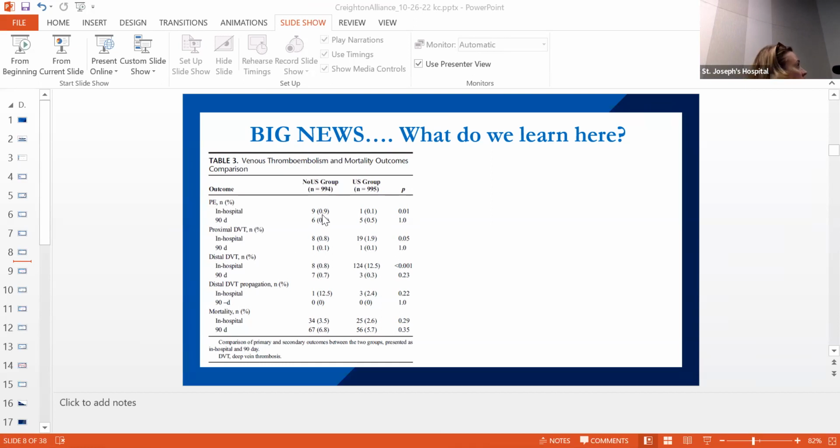Okay, I was going back to this table to help you guys. So there were more PEs in the no ultrasound group. Now, without reading the article, without looking at the abstract, what is the plausible title for this study?